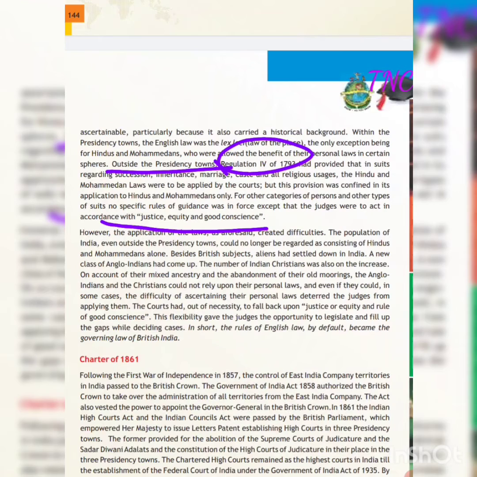Okay, keeping that aside, whatever disputes were relating to the matters of succession, inheritance, property, marriage, caste and all such religious issues, there the respective law could apply only to Hindus and Mohammedans, and no law of any other religion could apply to a person.